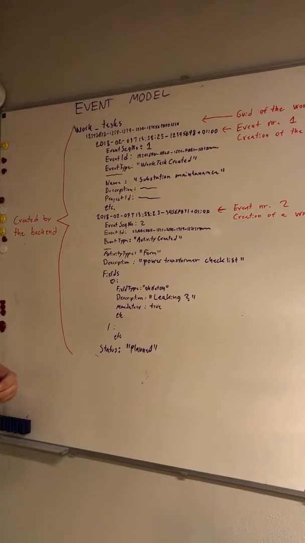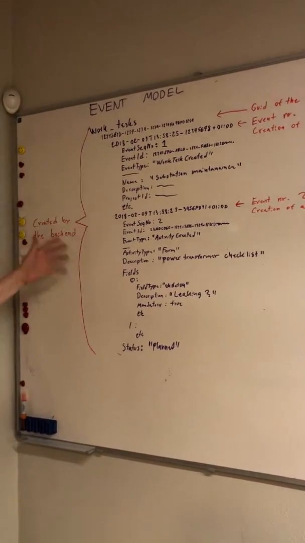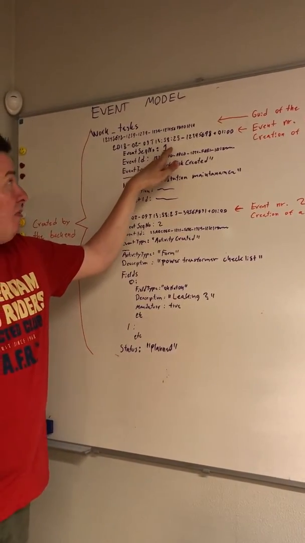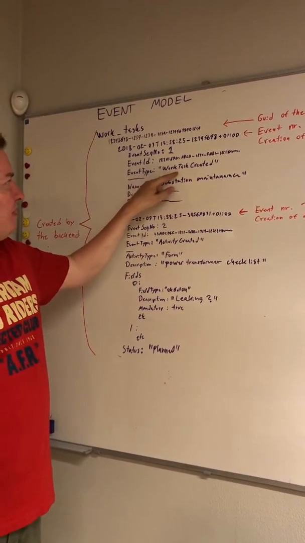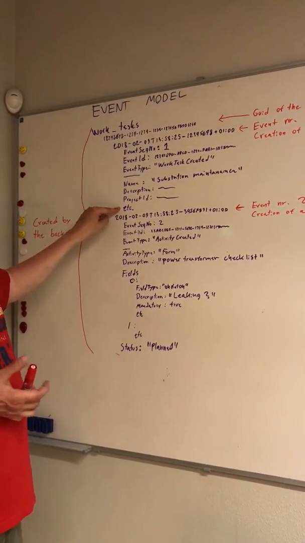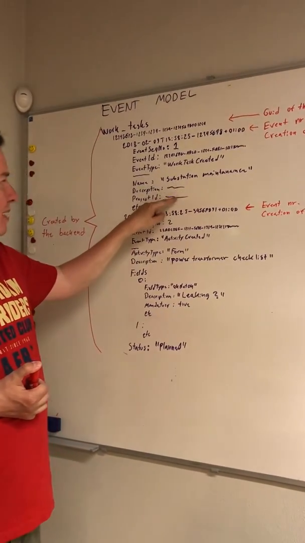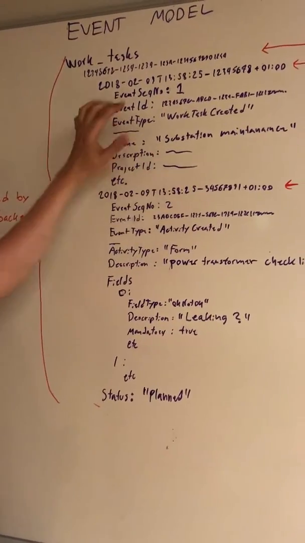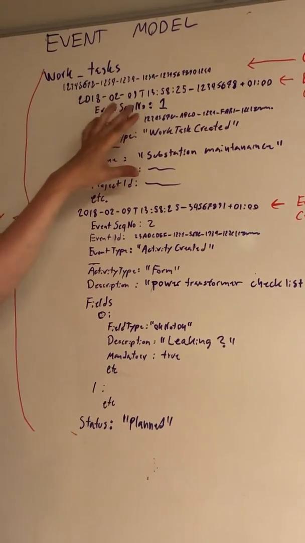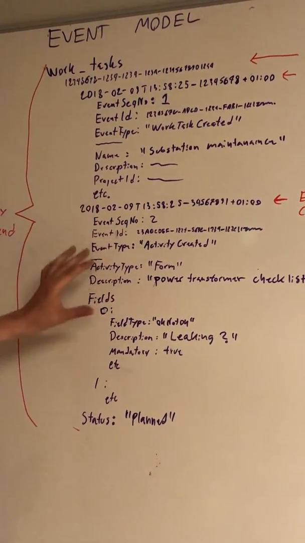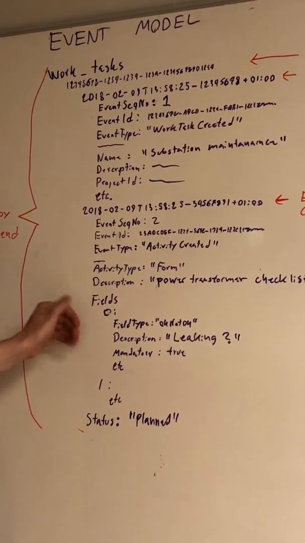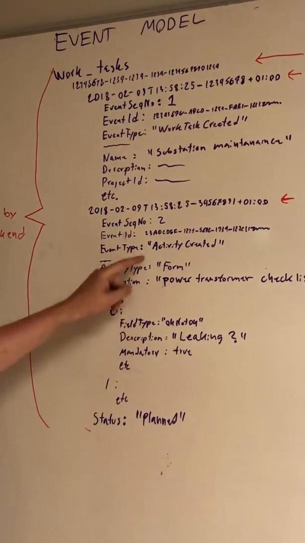So you can imagine that when the work task gets created from the backend, there will be some events like these. The first event has sequence number 1, it has an ID, and it has a type that says work task created. Then there will be some data in the event telling what this event is about: some kind of substation maintenance and some attributes. So here we know we need to do this work task. Then there will be some events that tell all the activities that have to be done as part of this work task. They also come in as events. That's event number 2 here. It's called activity created.